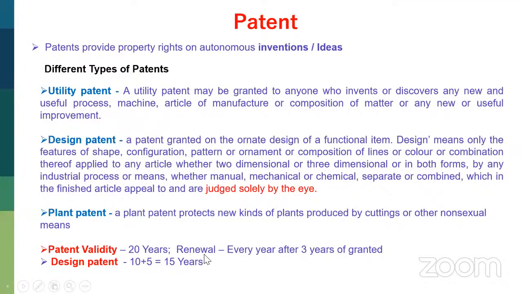And we know validity is 20 years, and you have to renew every year after the 3 years of grant. And a design patent is 10 years plus 5 years renewal, totally 15 years. After these 20 years and 15 years, it is for public use, which means anybody can use the idea to develop more ideas. Because if it is protected lifelong, nobody will create new things with the help of this basic information. So after 20 years or 15 years, it is for public use. Anybody can use this.